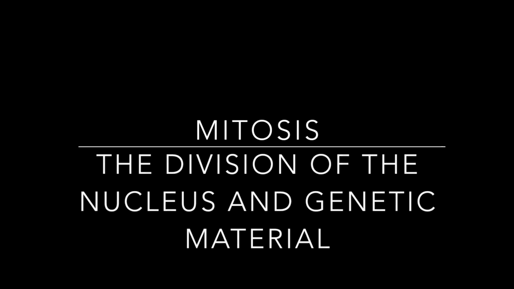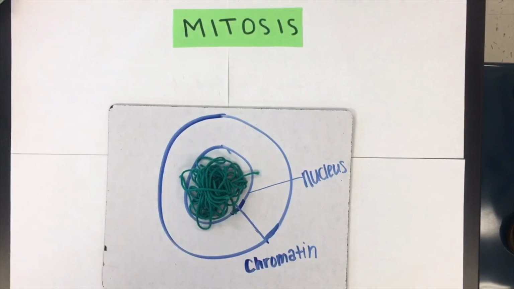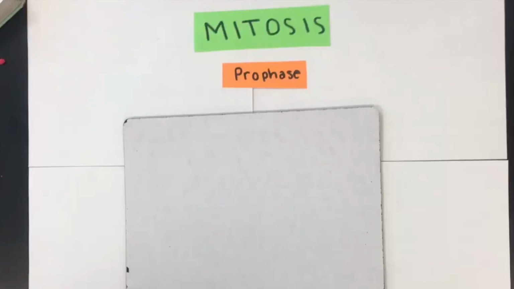Mitosis is the division of the nucleus and genetic material. The third and final checkpoint is in mitosis, and it checks for chromosome attachment to the spindle. If chromosomes are not properly aligned, mitosis will not continue. The first stage of mitosis is prophase.